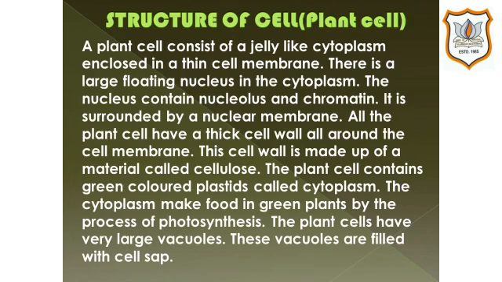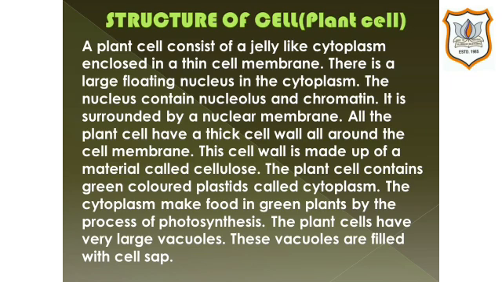Now students, we will study in detail about plant cell. So, a plant cell consists of a jelly-like cytoplasm enclosed in a thin cell membrane. There is a large floating nucleus in the cytoplasm. The nucleus contains nucleolus and chromatin. It is surrounded by a nuclear membrane.